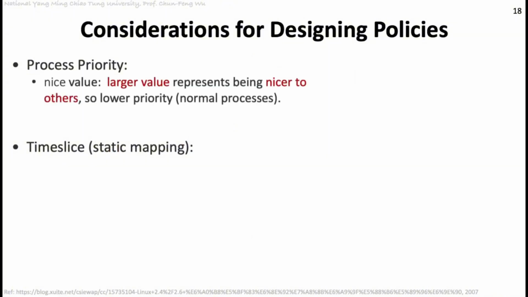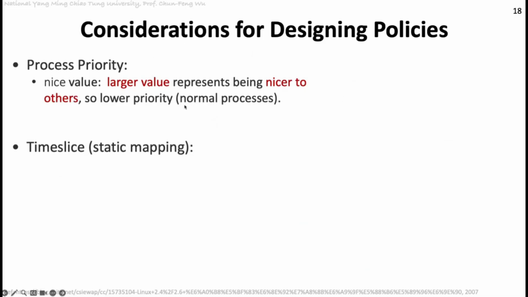Now process priority. Each process has its own priority, right? Usually in Linux, we use a thing called the nice value to represent the priority of each process. A larger value represents being nicer to others, so you can think a larger value means lower priority. Because it is being nicer to others, the process will give up more resources to others. So lower priority usually means a normal process.